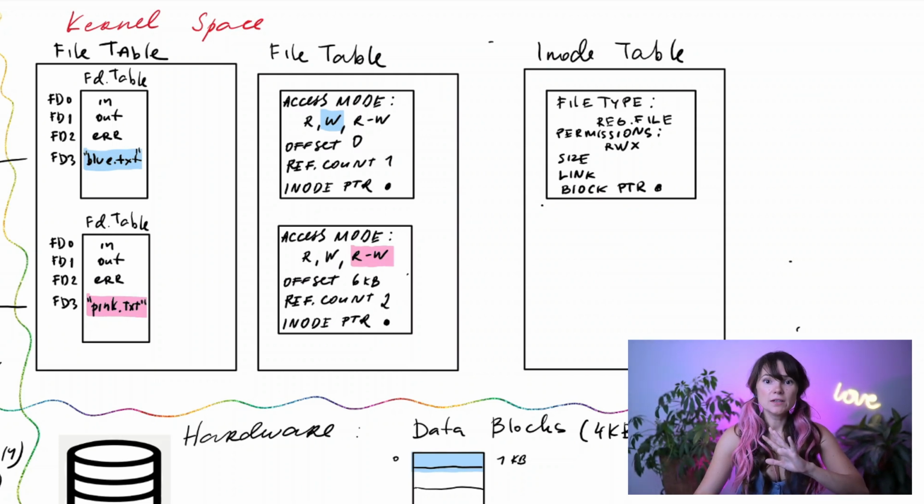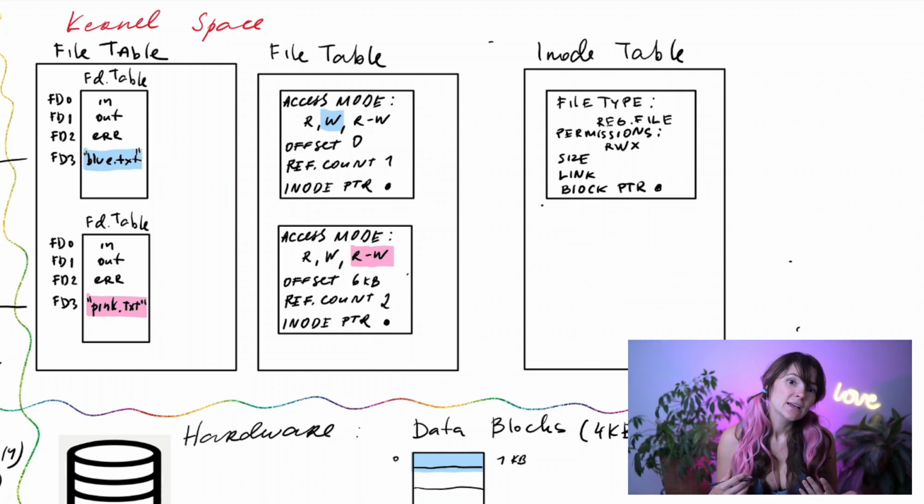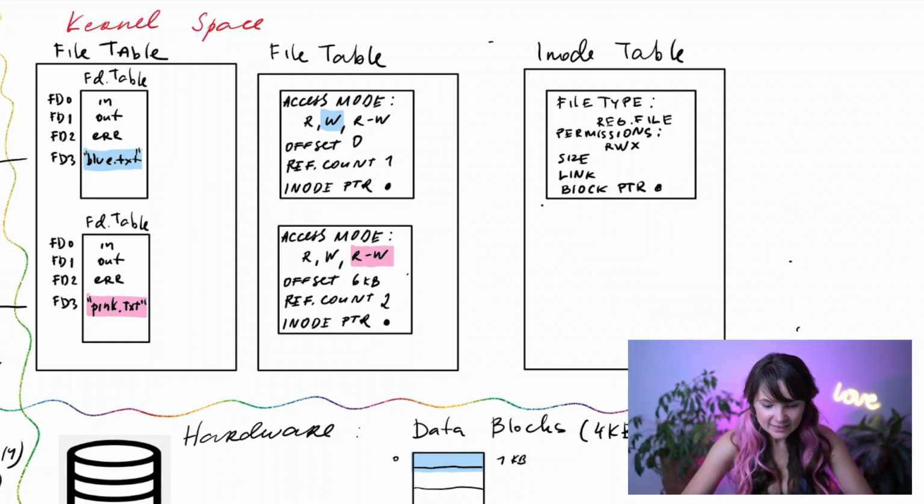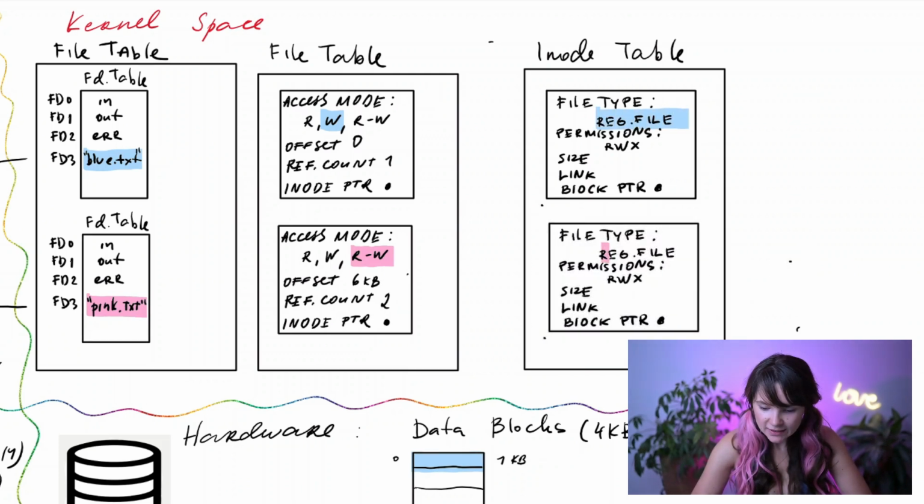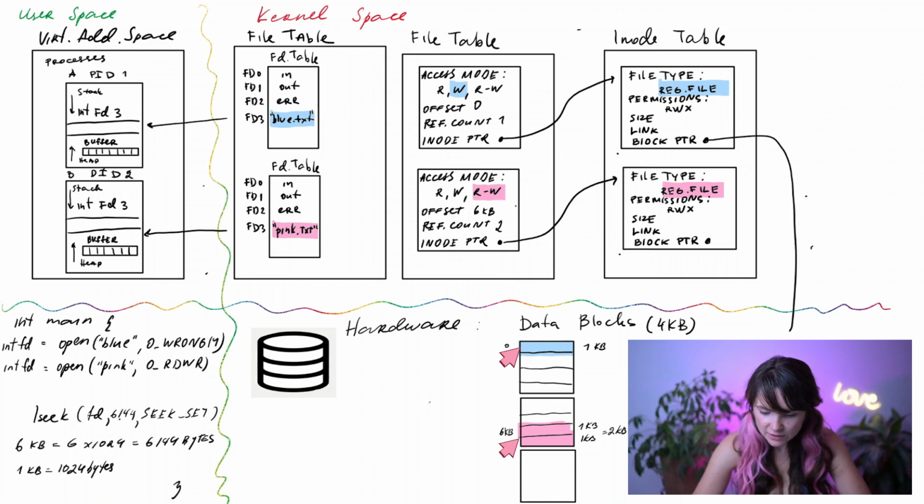There is other information like timestamps, owners, and flags that are also part of the table, but we'll just take mental note of it and we won't write them down, okay? The block pointers point to the data blocks where the actual content of a file is stored on the disk. So we would have our blue file point to the first data block, and then the pink file will point to the second data block.